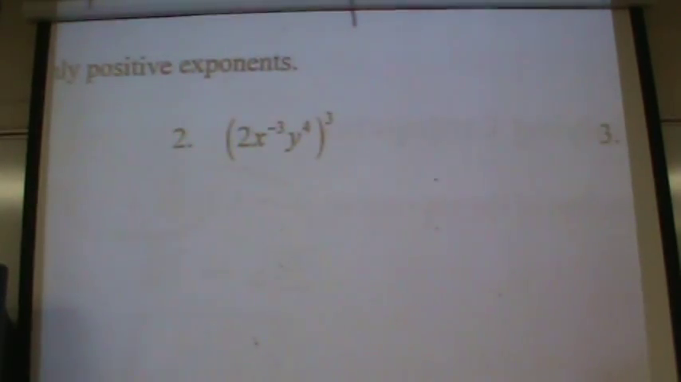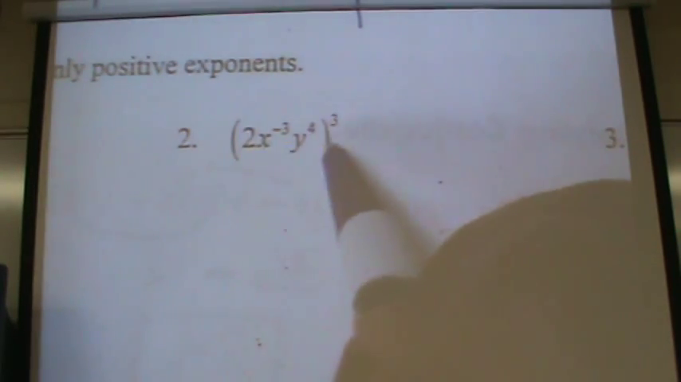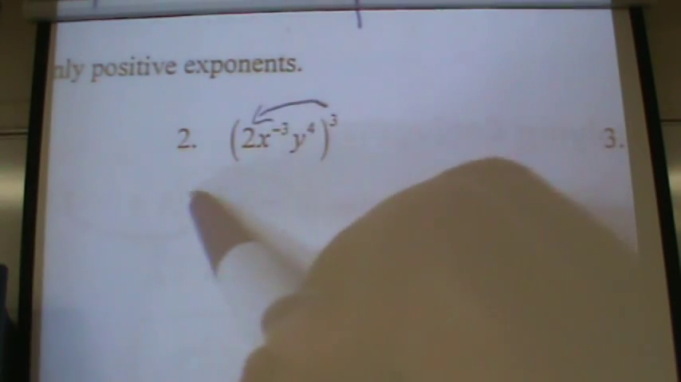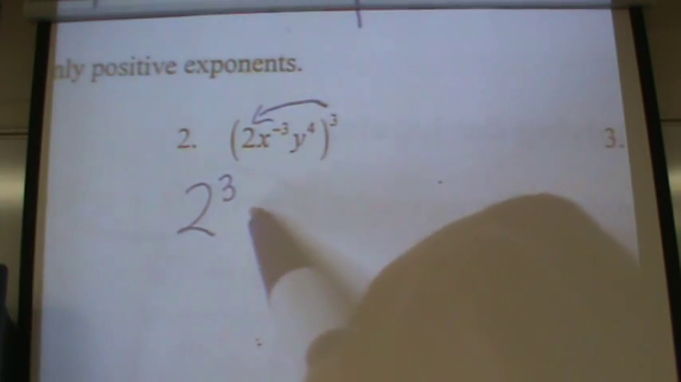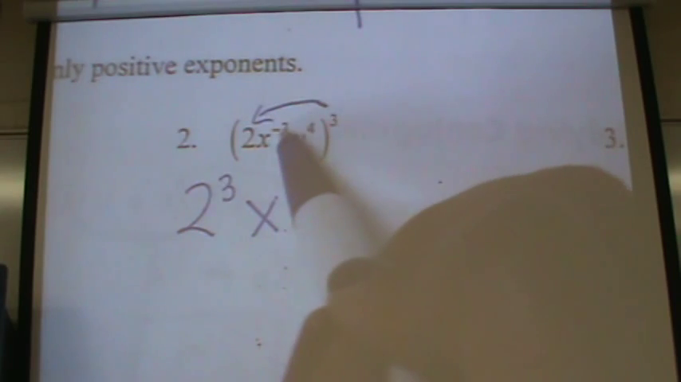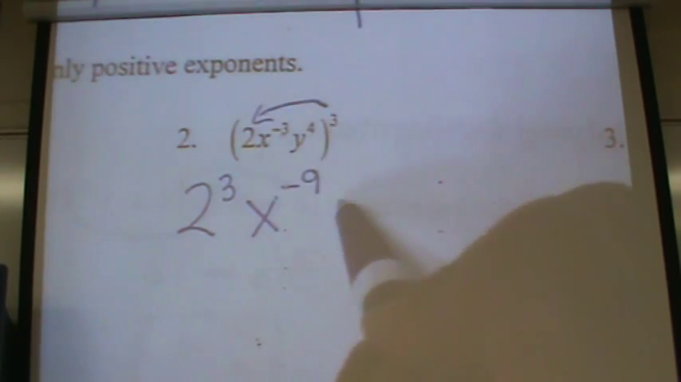Okay, this next one. We have to do what to all three of these? Cube them. So you're going to distribute this. 2 to the third power. X to the, do you remember what to do when you have a power to a power? Do I add these? No. I multiply them. And then y to the 12th.